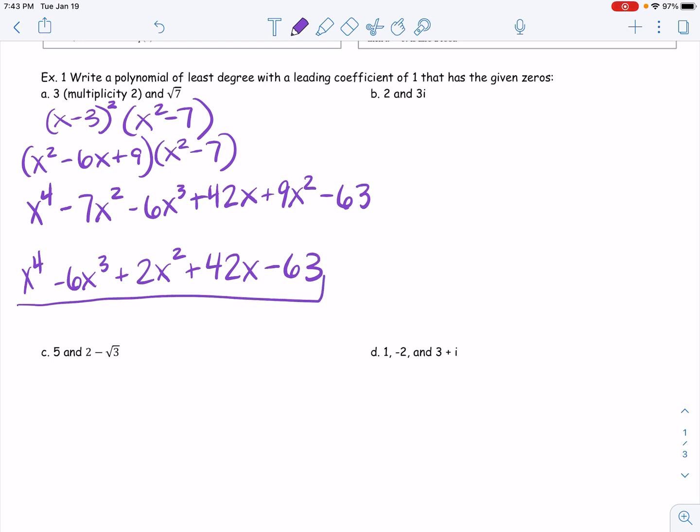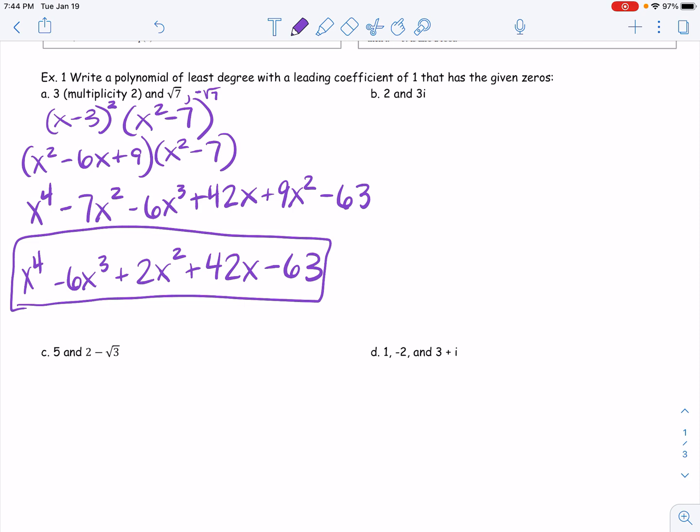So that is a polynomial with a leading coefficient of 1 in standard form, and it has a degree of 4. So let's check. If it has a degree of 4, that means it should have 4 zeros. Well, I had a 0 at 3 with a multiplicity of 2, so that's 2 zeros at 3. I also had a 0 of square root of 7, which means I also have a 0 at negative square root of 7. And if you need to write that in your list, so be it, if that's going to help you remember. Okay, so I see a total of 4 zeros, and I have a degree of 4. That's exactly what I wanted.